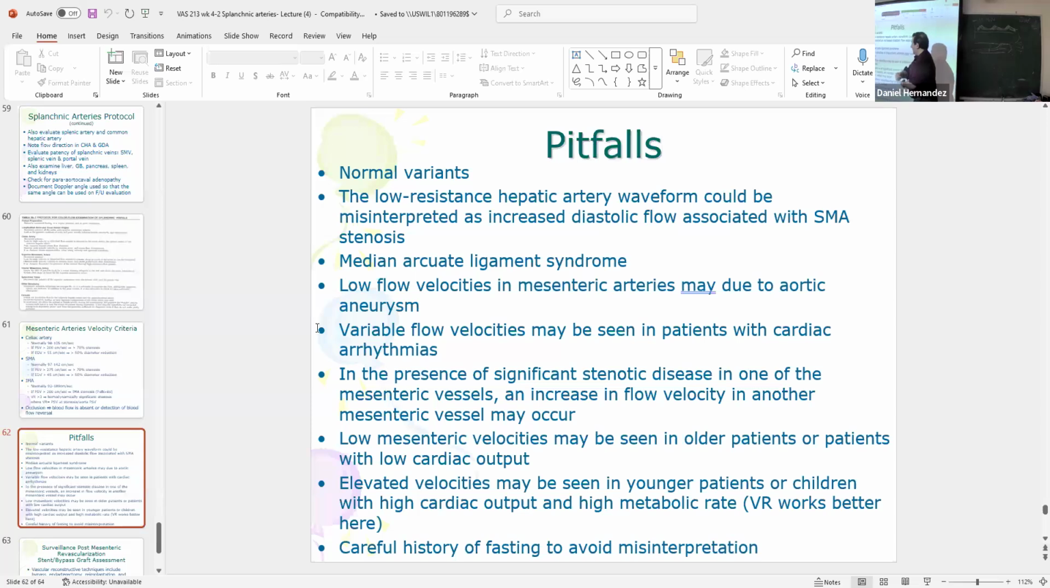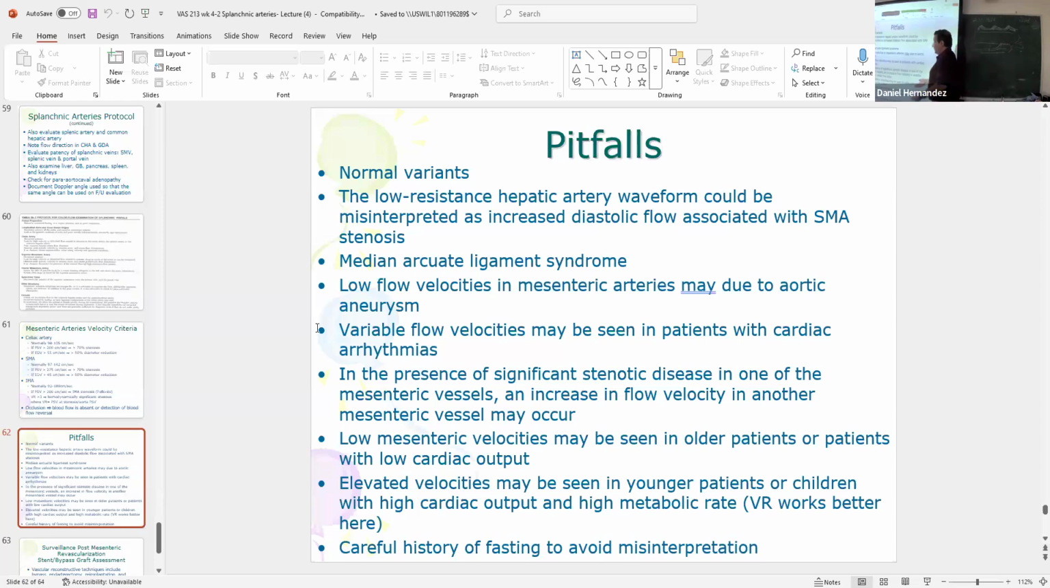Be mindful of median arcuate ligament syndrome. We'll see in a moment if anyone here has it. It tends to be more prevalent in females. I haven't seen it in a guy yet, but in the last couple of classes, we've had at least one person with it. Low flow velocities in the mesenteric arteries may be due to aortic aneurysms. We talked about that. We know the velocities slow down when you get into the abdominal aorta. That could skew your measurements as well.